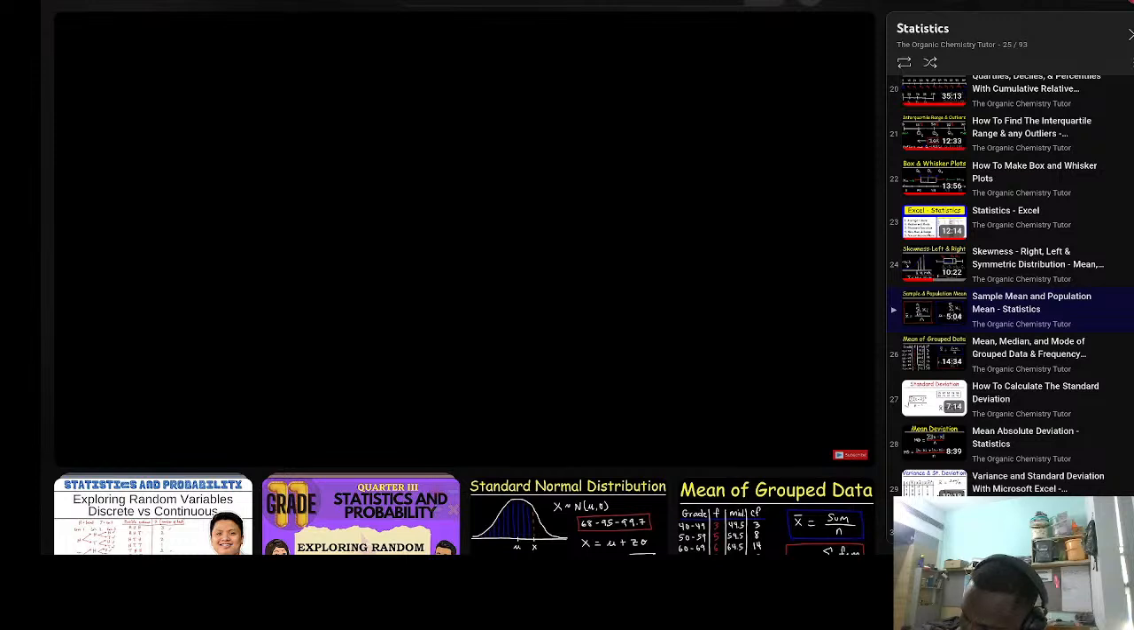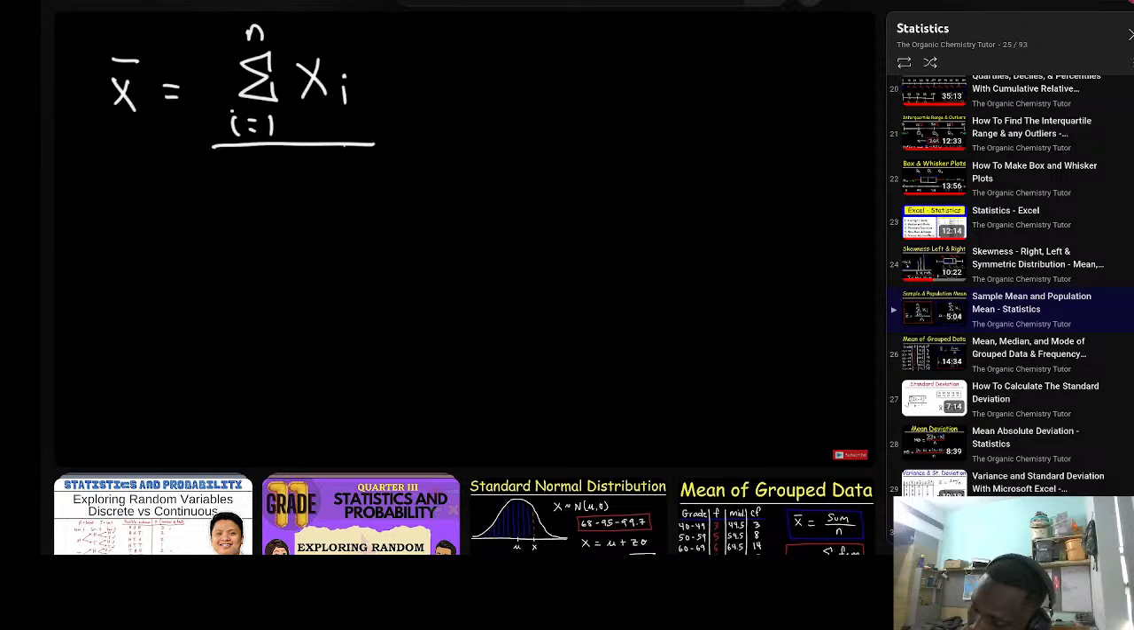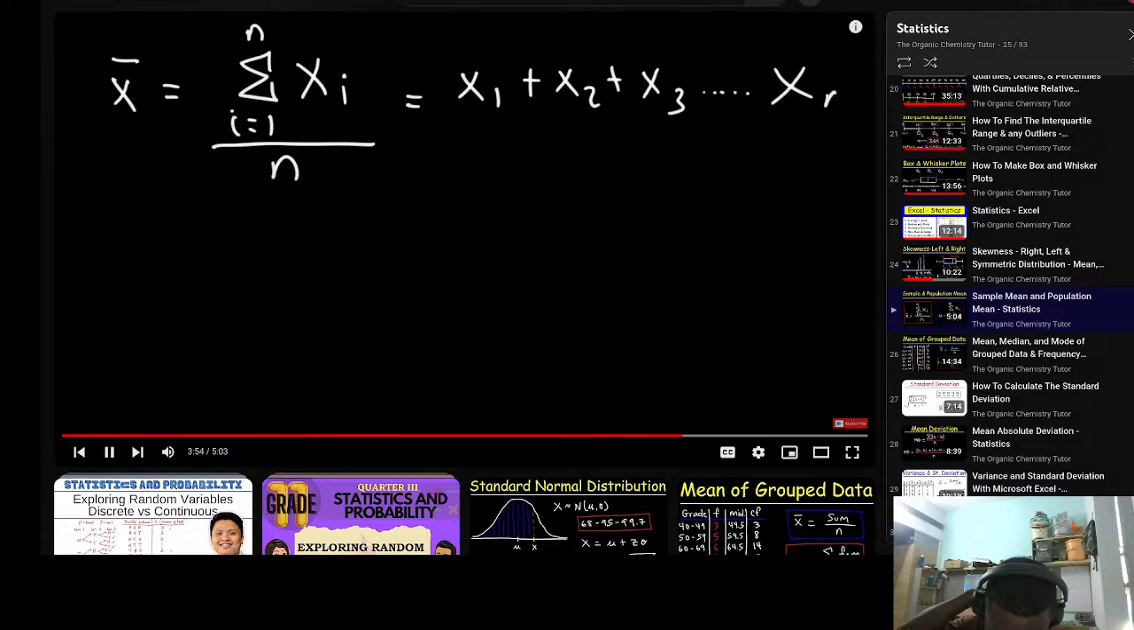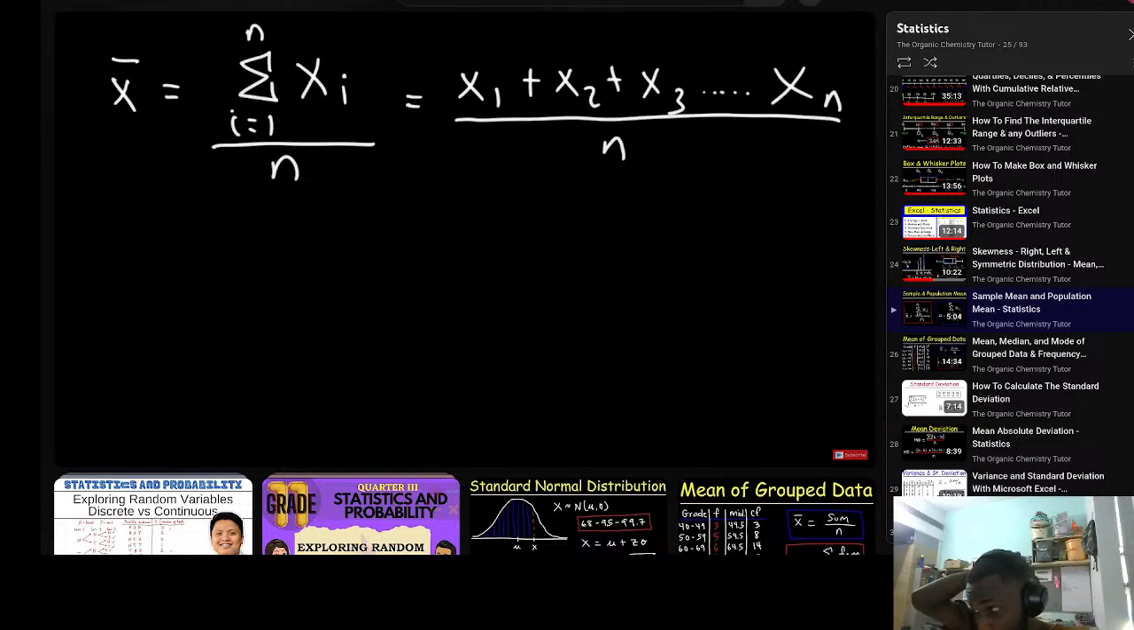Now let's go over the formulas for a sample mean. The formula for the sample mean can also be represented this way, using sigma notation. So it's the sum of the data values, starting from the first data value and into the last one in the sample, divided by the number of data items in the sample. So this is equal to x1 plus x2 plus x3, and then this continues all the way to the last item in the sample, divided by n.